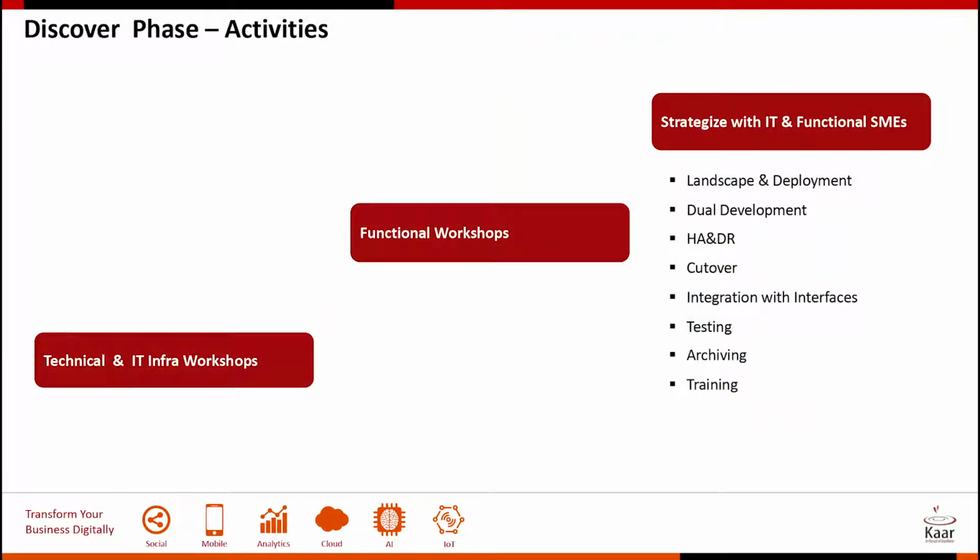Okay, these are some of the activities that would happen in the discover phase. So the technical and IT workshops, the functional workshops, and then strategizing and coming up with detailed strategy documents on the landscape and deployment, the dual development. So what is dual development? Primarily, when you're on an ECC landscape, you would have a dev ECC, QA ECC, and a production. Once you start a project, you need a separate landscape where you do your project, because you don't want to just go and convert your ECC development to S4.